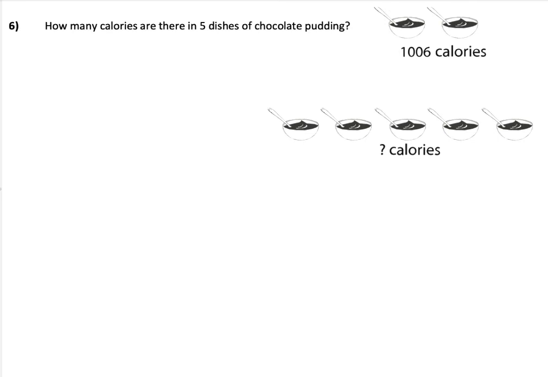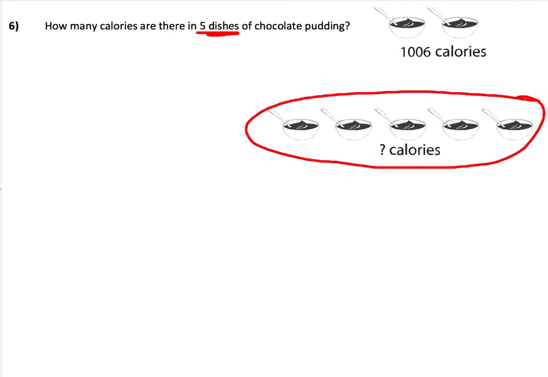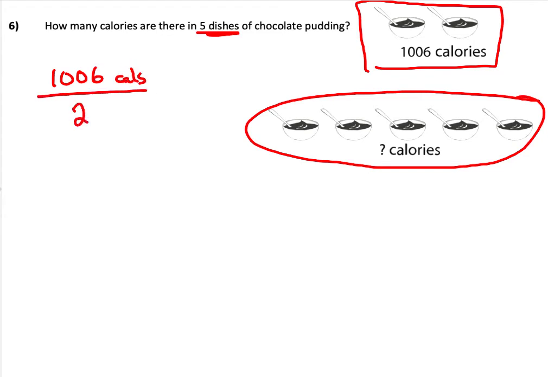All right, number 6. It says, how many calories are there in 5 dishes of chocolate pudding? So we want to know how many calories in 5. Here's what we're given. They just gave it to us in a picture instead of spelling it out. It shows us that there's 1,006 calories in 2 dishes of pudding. We want to know how much is in 5. So we're going to take the same strategy we did in the last problem. We're going to find out how much it is for just 1, because a 1 can very easily turn into a 5. So I'm going to divide by 2, because I want to divide by that denominator.